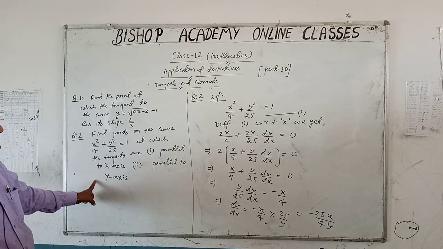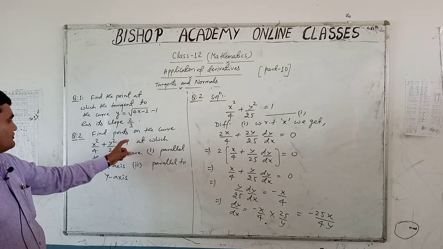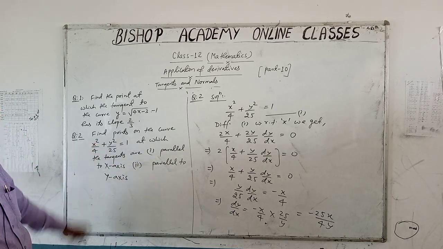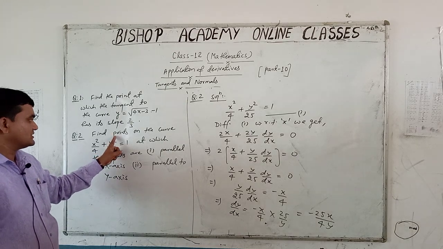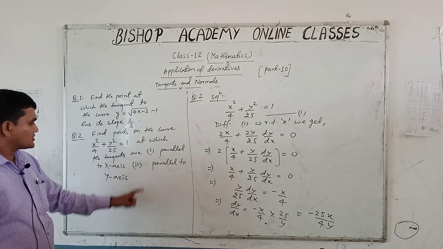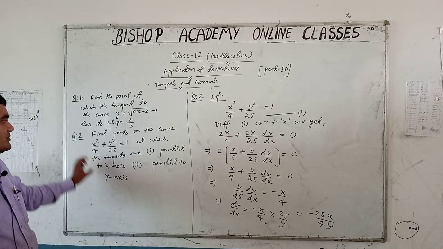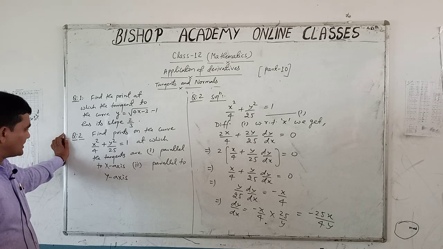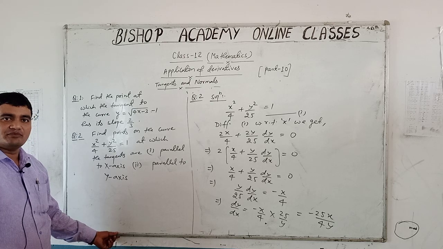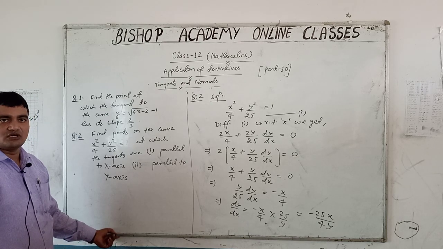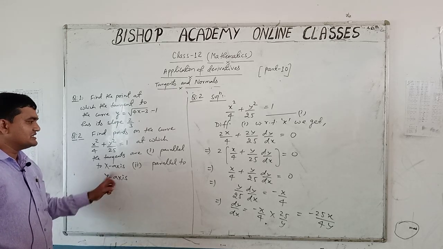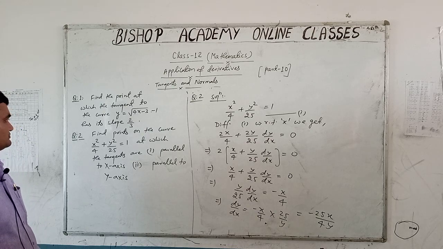According to the question, the tangent is parallel to the x-axis and parallel to the y-axis, and we have to find the points. When the curve is parallel to the x-axis we have to find the points, and when it is parallel to the y-axis we also have to find the points. As already told, when it is parallel to the x-axis, then dy by dx at the point is equal to 0, and when it is parallel to the y-axis, then dx upon dy equal to 0.